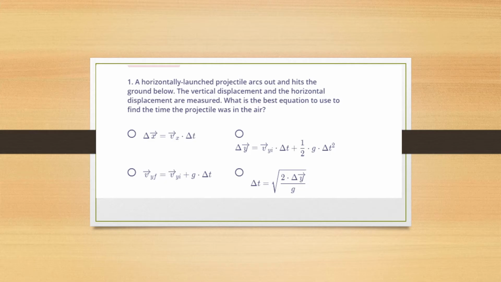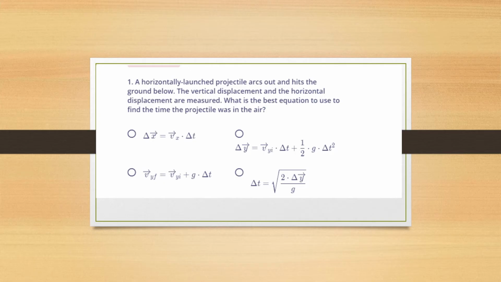A horizontally launched projectile arcs out and hits the ground below. The vertical displacement and the horizontal displacement are measured. What is the best equation to use to find the time the projectile was in the air?